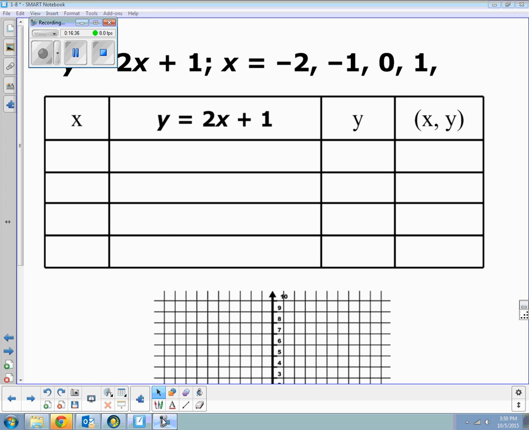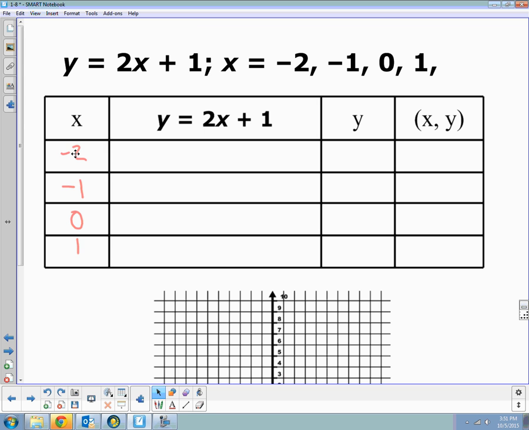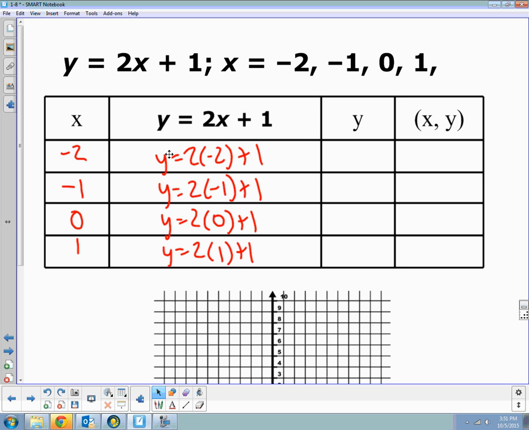I'm assuming you paused it. I'm assuming you tried it on your own. I'm just going to put really quickly what they should be. If yours doesn't match, watch the linked video. That should be your x column. That should be your middle column. That should be your y column. That should be your ordered pair column.